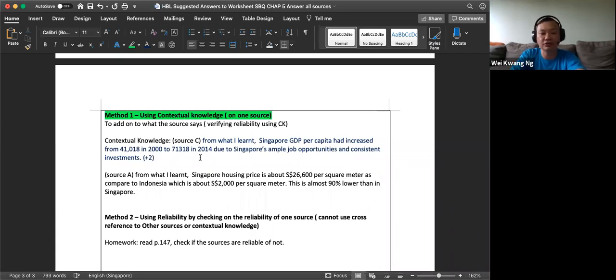So you only need to use one source. Of course, if your answers are not good enough, meaning the evidence is not very strong, you can also add in another source, but it's perfectly fine if you want to do just one source. So from what I've learned, Singapore housing price is about this. It says that it's very expensive, right? I learned that housing price is about 26,000 per square meter. But in places like Indonesia, it's only 2,000 per square meter. So obviously, those people who are in Indonesia, they come to Singapore, they work, they go back. If they are in Indonesia, they can afford to buy houses and everything. But in Singapore, you can't do that. Understand? So that is what we call adding on to the content itself. So this is your +2.